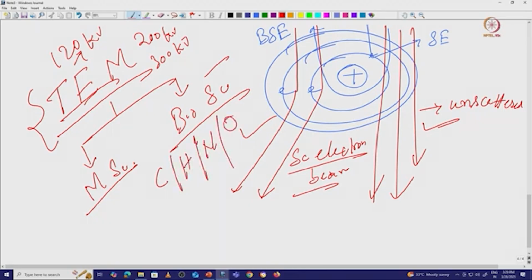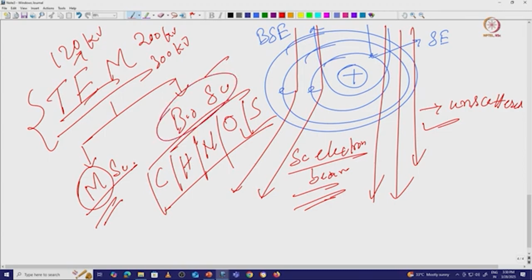But for our biological science samples, that is one of the biggest problems, because they are made of carbon, hydrogen, nitrogen, oxygen, and sulfur. Those are very light atoms and the scattering is very low. So if we just use a very strong electron dose like in material science, it is going to damage our biological sample completely.